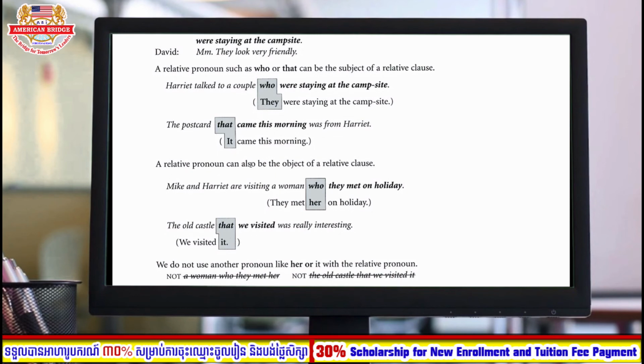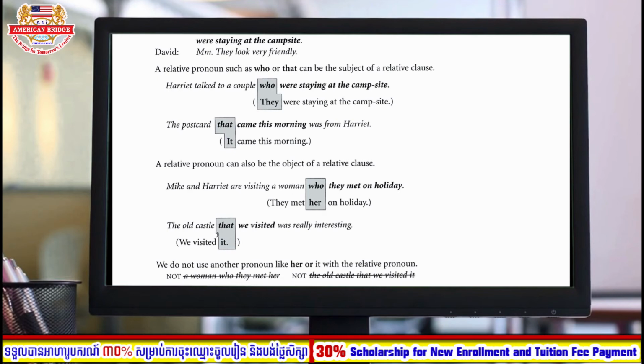So a relative pronoun can also be the object of a relative clause. So Mike and Harriet are visiting a woman. Here, a woman refers to the object of the sentence. And then if you want to add a relative clause to emphasize or to give a specific meaning to which woman, you add a relative clause which functions as the object. So Mike and Harriet are visiting a woman who they met on holiday. Okay, who they met on holiday. So who here refers to the woman, and the woman in the sentence is the object of the sentence.